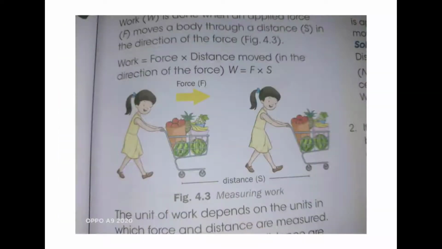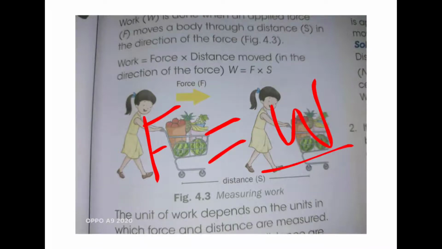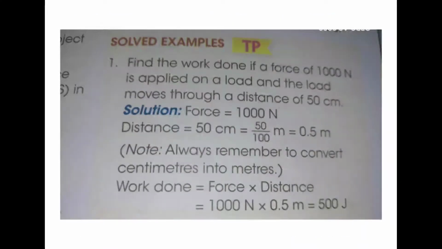In these numerical questions we need to use the formula work done equals force into distance, where W is work, F is force and S is distance. So if in a few questions they ask to find force, then we can write force equals work done by distance, right? S is distance, not speed. Don't get confused with the letter S. S is distance here. So let's start our class today.